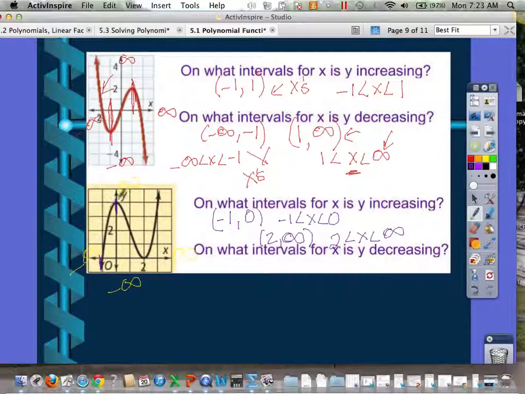So that means that between 0 and 2, that would be decreasing right here. So remember, with intervals, you're only talking about writing the x values, but then they're asking you what's happening on the graph with the y.